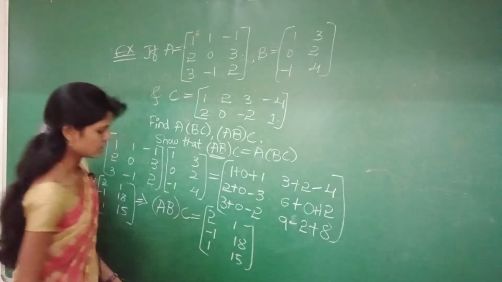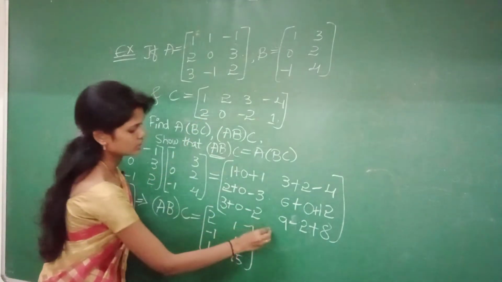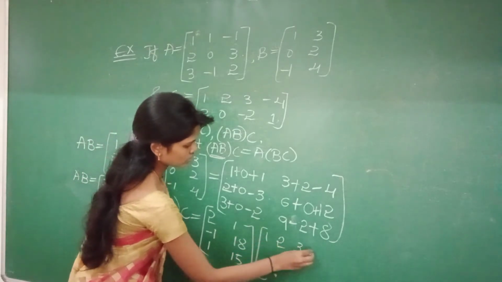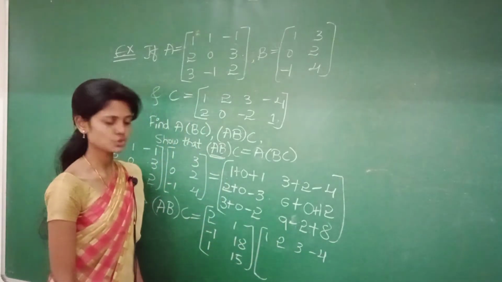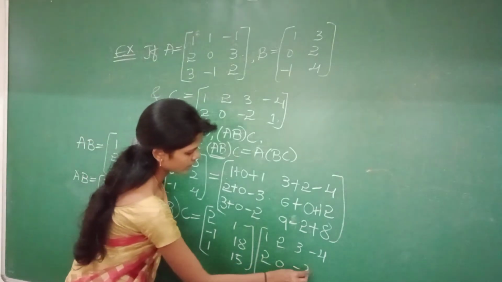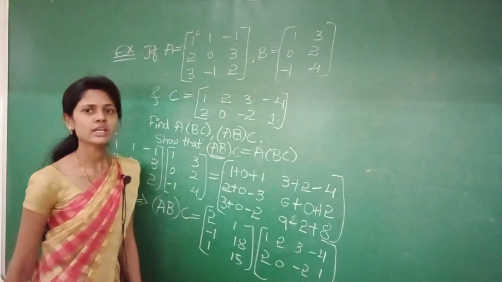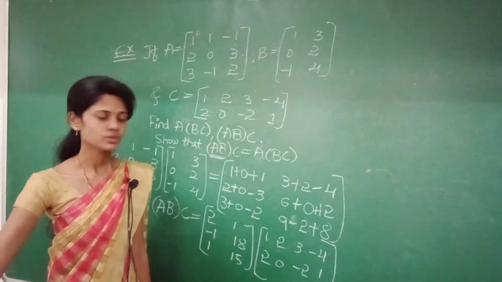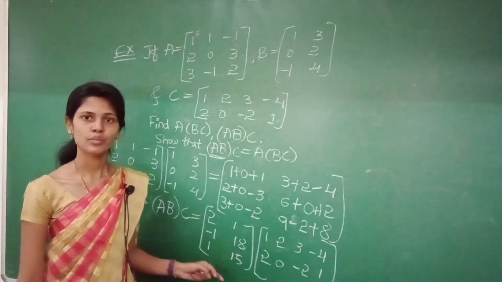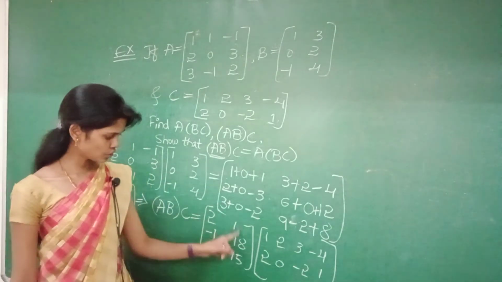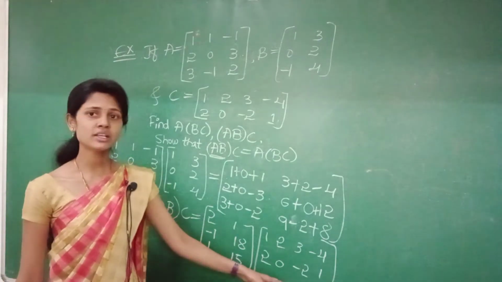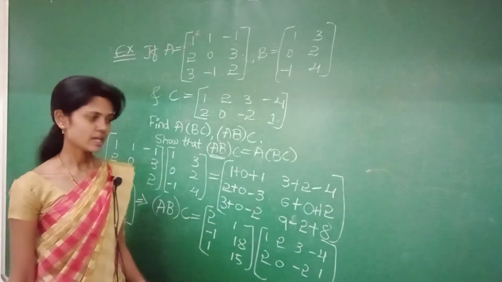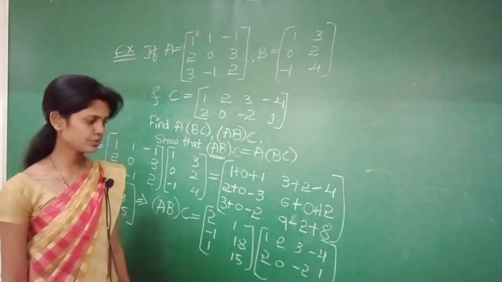So it is AB, and C is what? Here it is given. Write down 1, 2, 3, minus 4 and 2, 0, minus 2, 1. So before going for the multiplication of two matrices, you must check equality of column and rows. So in the first matrix, how many columns were there? 2 columns were there, and in the second matrix you must be having 2 rows. So 2 rows were there. Then directly you can go for the multiplication of two matrices.